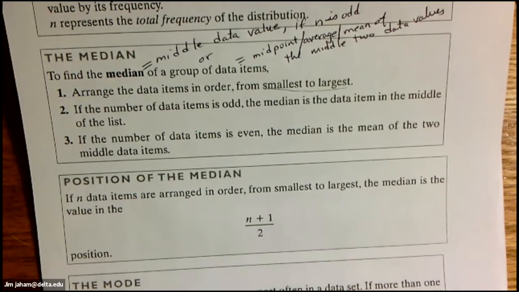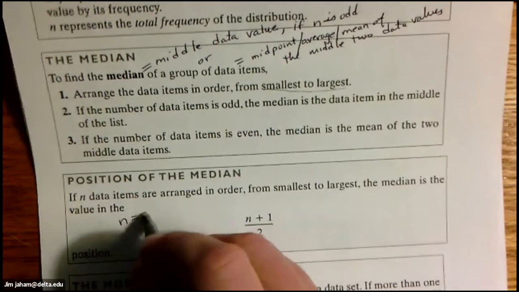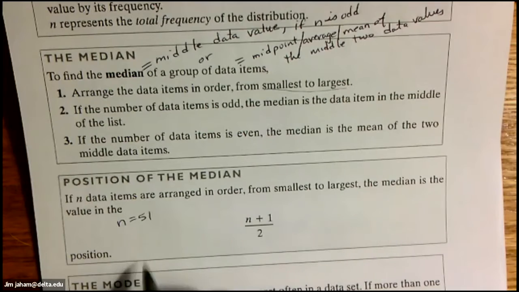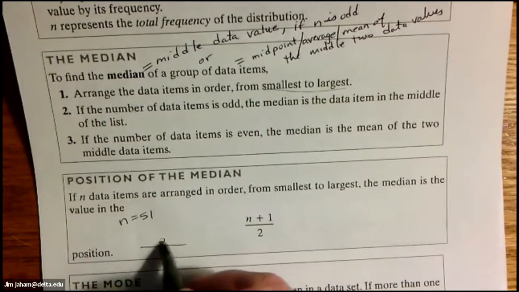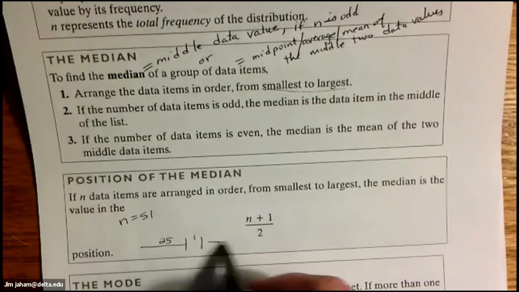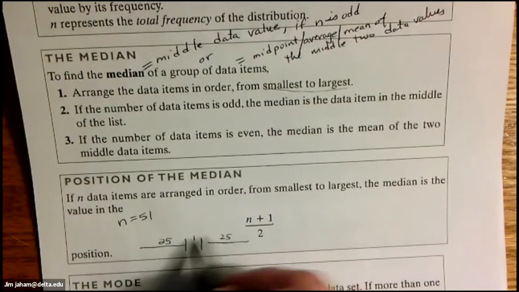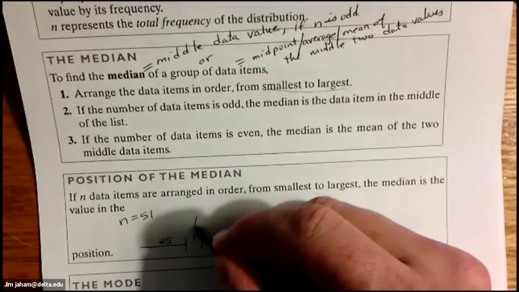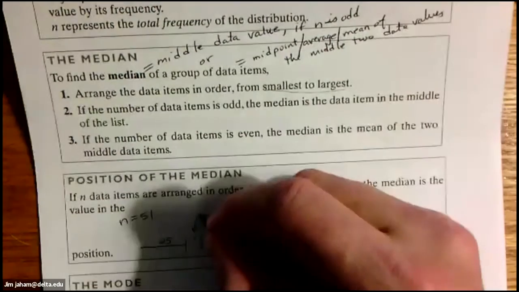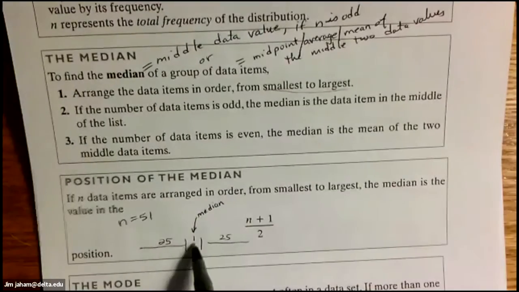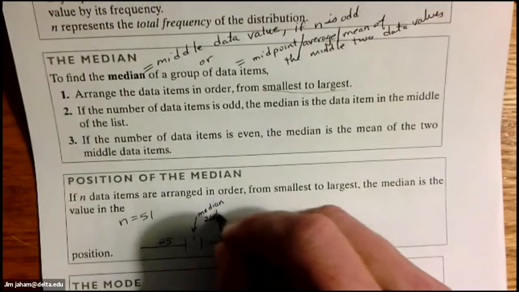So what this says here is if you have, say, 51 data values, then you would have 25 here, 1 in the middle, and then 25 here. 25 plus 1 plus 25, there are 51 data values. And the median is in the middle spot. Notice it's in the 26th position.